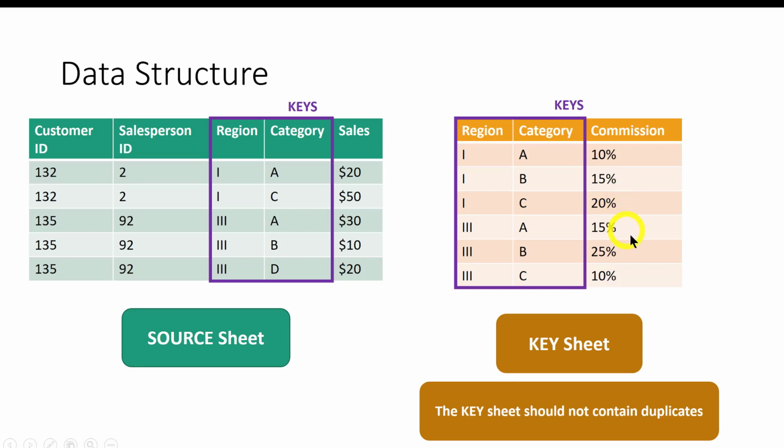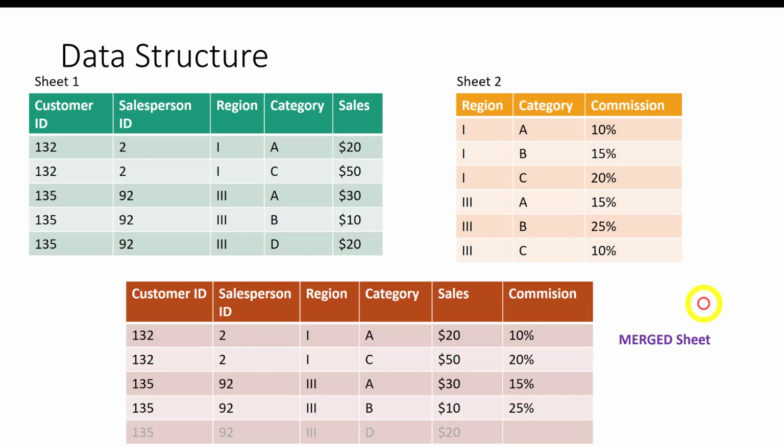But what is going to happen, as we're going to see later, is that some of the records on the source sheet are not going to find a corresponding key on the key sheet, and some of the keys on the key sheet are not going to be used because there are no corresponding records in the source sheet. When this is done, you get something like this.